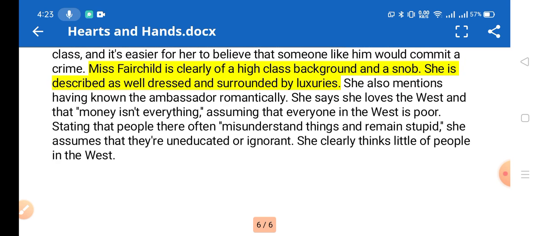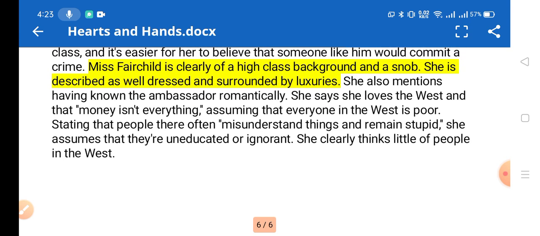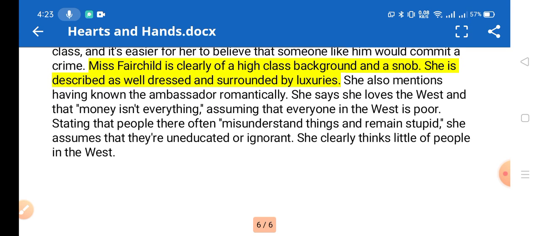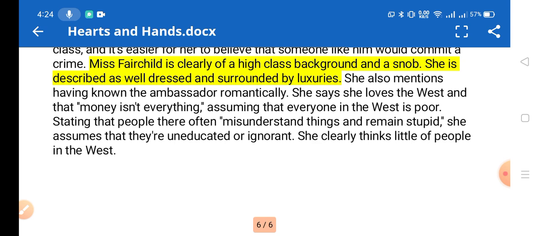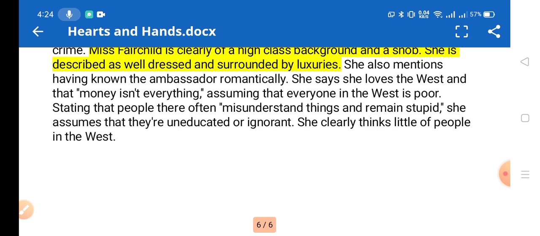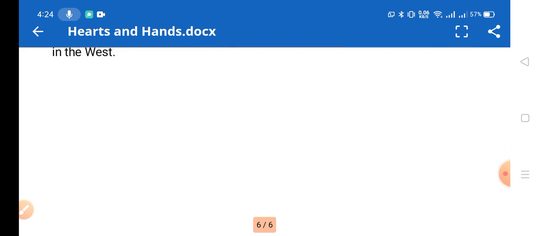And so Miss Fairchild is clearly of higher class, and as I already discussed, dresses well, elegantly, luxuriously. And as she heard about Mr. Easton that he's a marshal, she grew fond of him, due to his higher rank in society, higher class, and the position he holds. So class distinction is a theme.